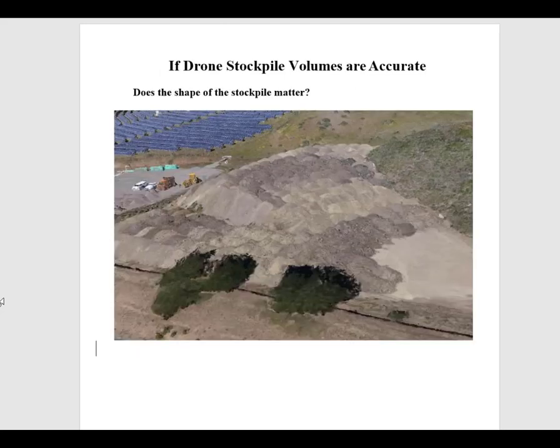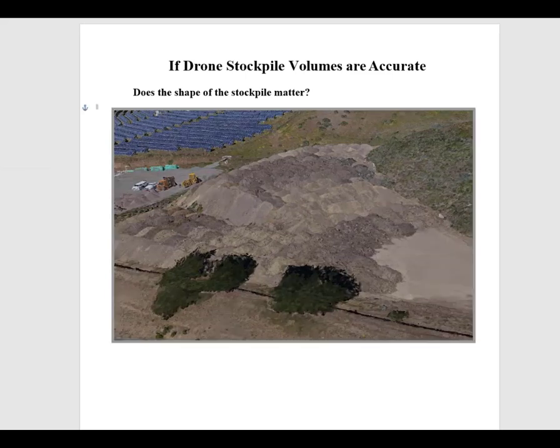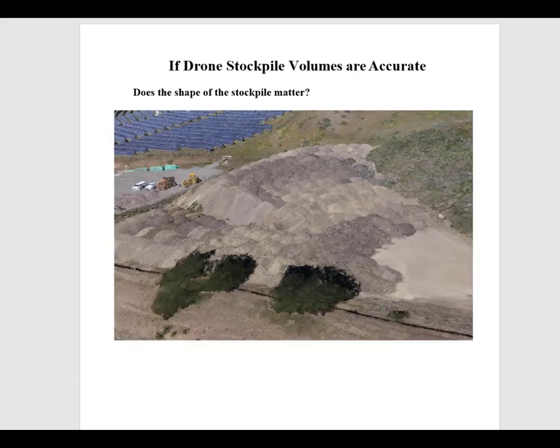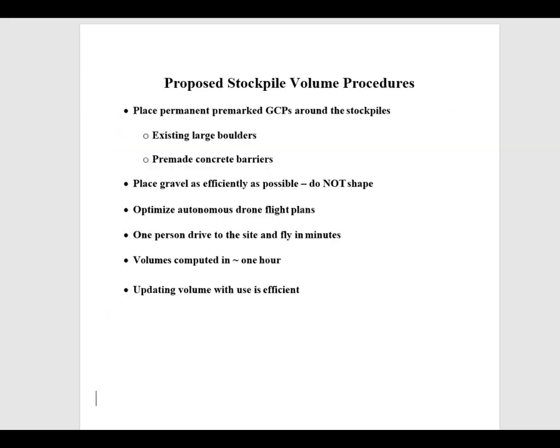So the question then is, if UAS or drones can determine accurate stockpile volumes, does the shape of the stockpile matter? Would it be possible for Klamath County to just push up the piles as most efficient and convenient and determine a volume without having to go through and shape them?